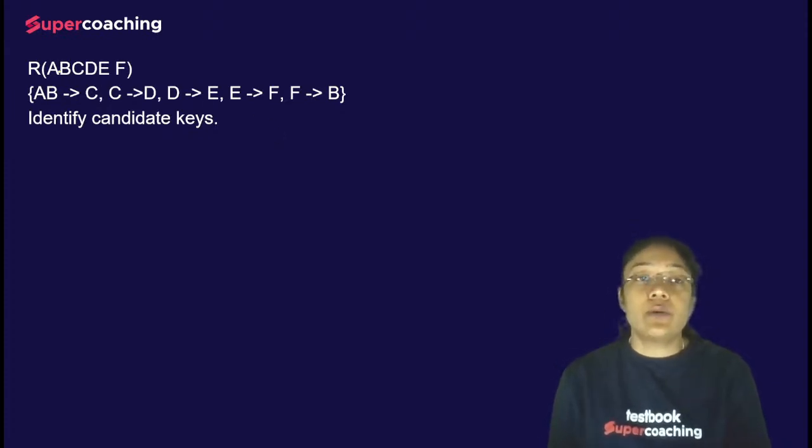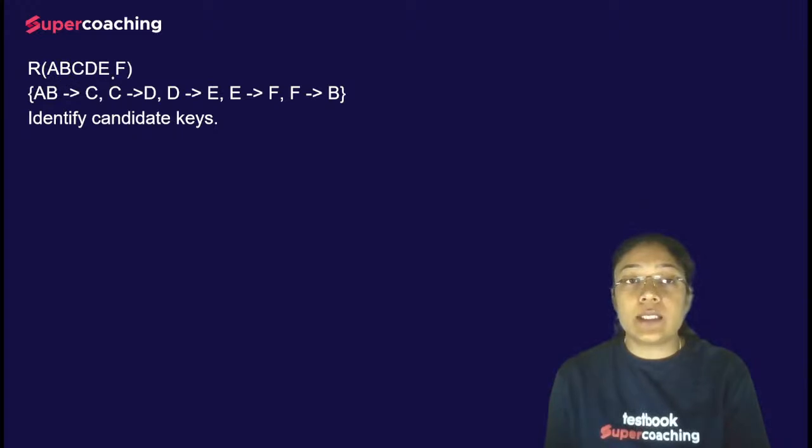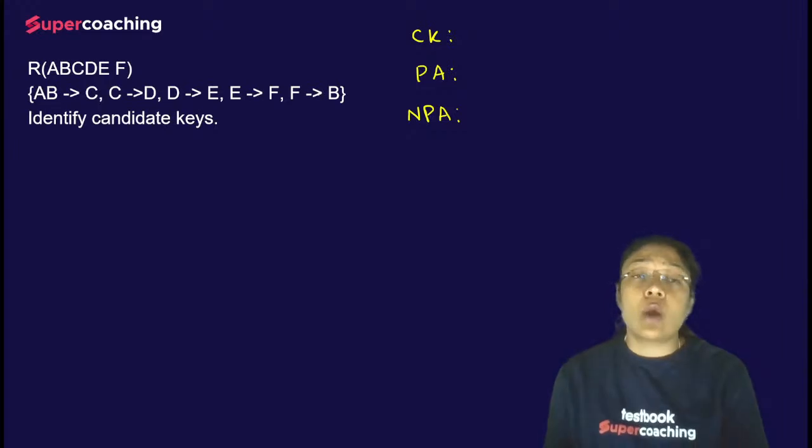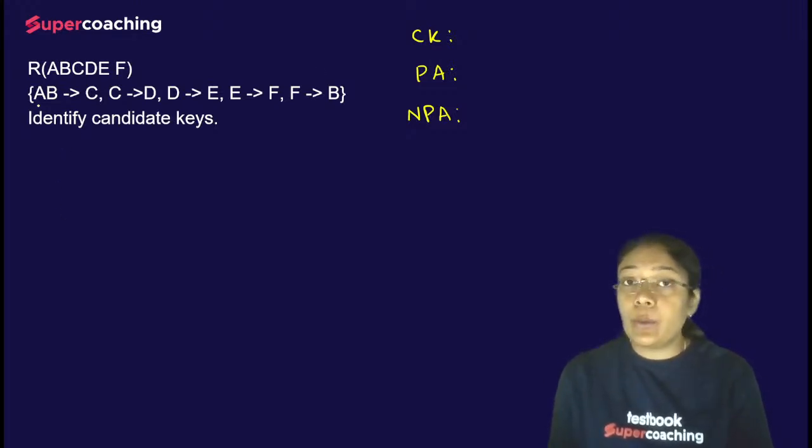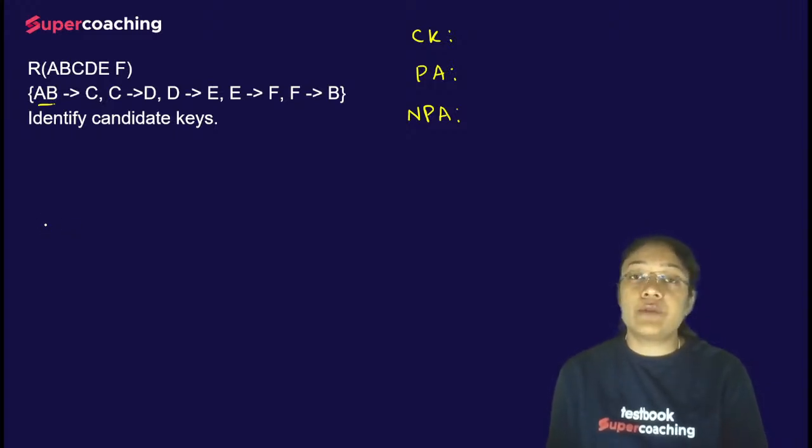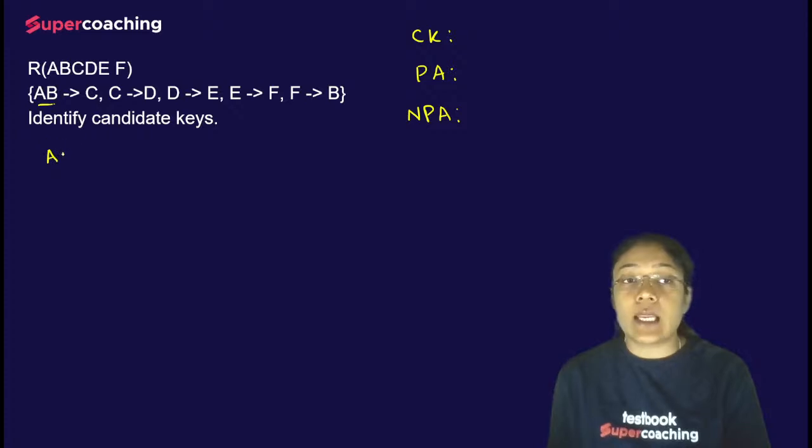Okay, so there is a relation R with 6 attributes A, B, C, D, E, F, and we are given a functional dependency set, and we are supposed to find out the candidate keys, prime attributes. If you have correctly found all the candidate keys, then easily you can determine the prime attributes and the non-prime attributes. So the main concept is identifying the candidate keys correctly. So we'll start from the attributes present on the left hand side of the first dependency. That is AB. I'll find out AB closure.